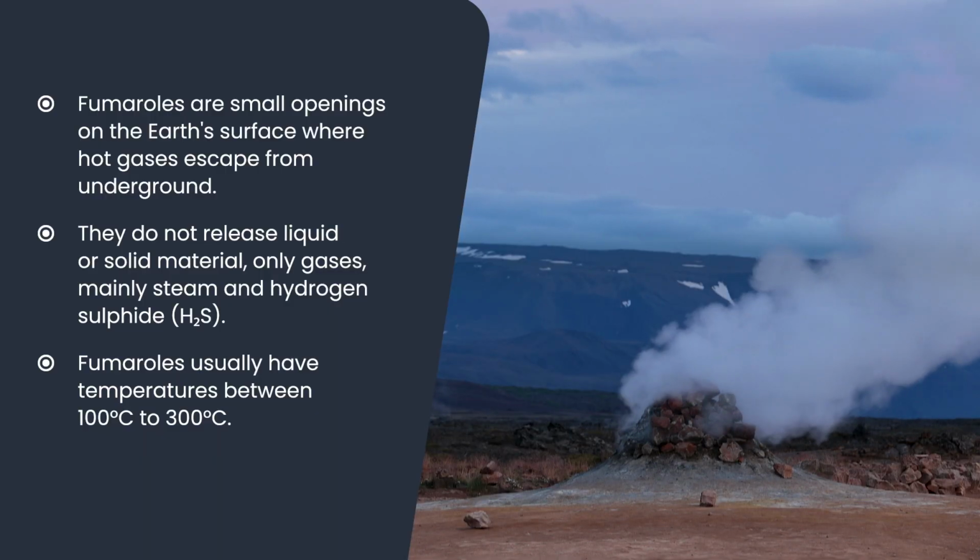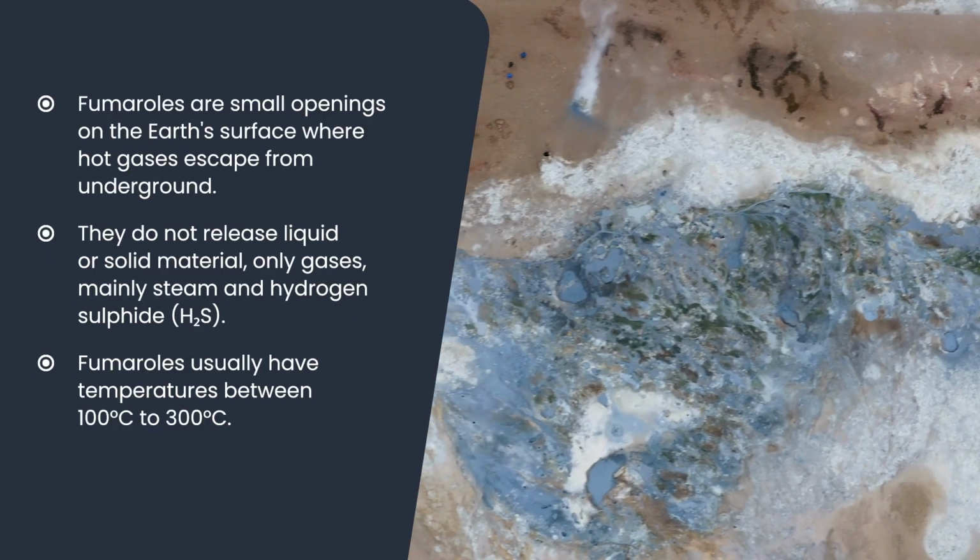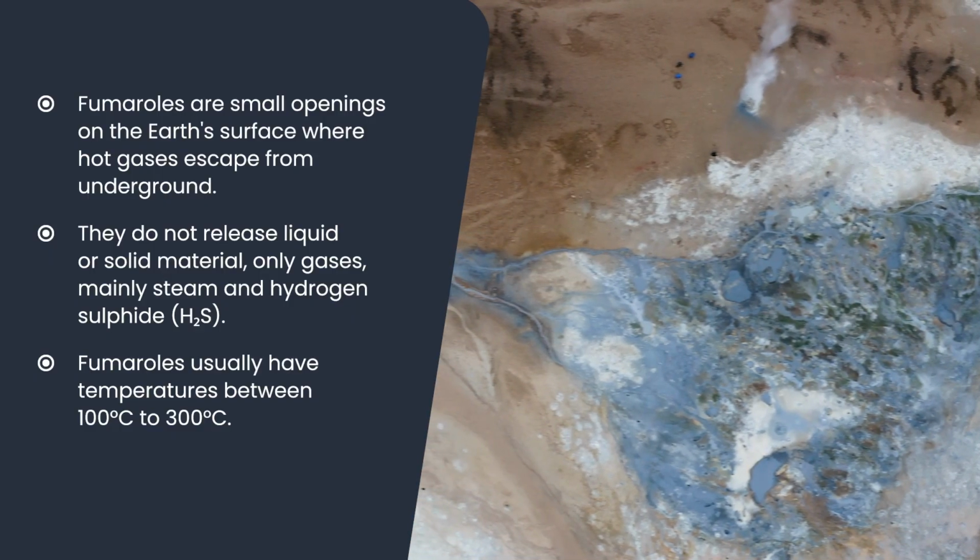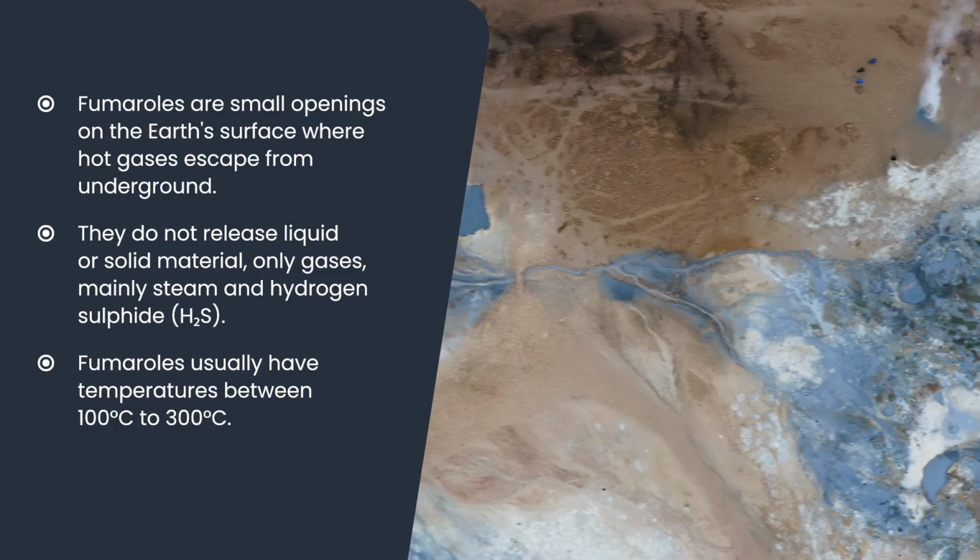When hydrogen sulfide reacts with oxygen, it forms yellow sulfur deposits, which are called solfatoras. It is an Italian word. Most famous solfatoras can be found in Iceland.